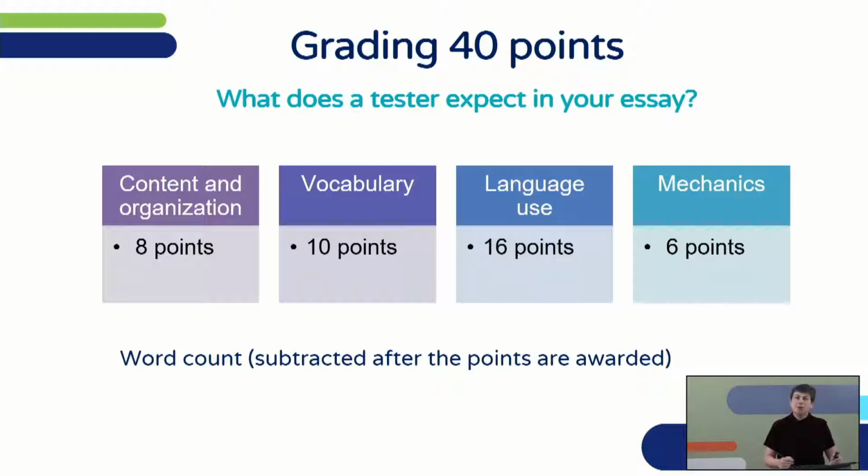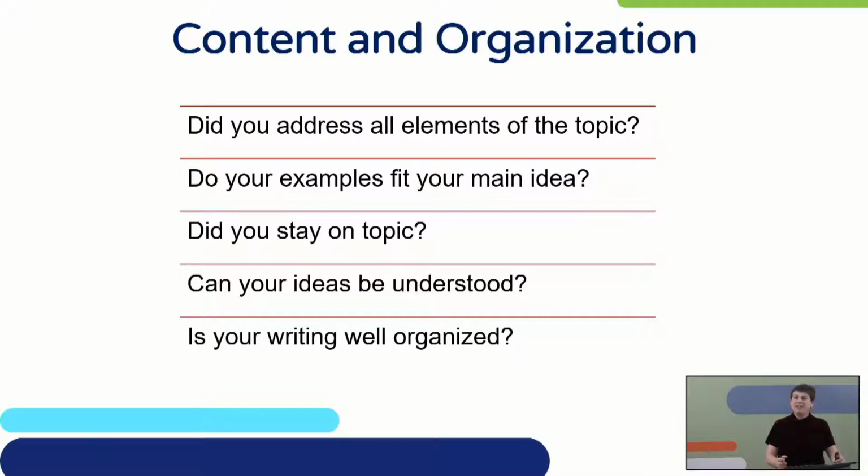They say it has to be 120 words. But in these 40 points, you haven't got a word count. What happens is that the tester reads your essay, grades you on these 4 different elements, and after that's set, then they count the words, and if you haven't reached 120, they start taking off points. But if you followed this 4-paragraph plan and you've used the connectors properly, you probably reached the 120 mark with ease. So what is content and organization?